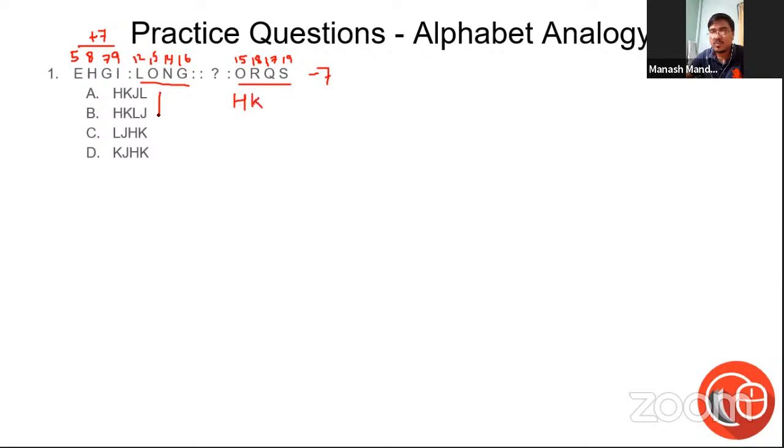So one of these two will be the answer, right? Q is 17, 17 minus 7 is 10, 10 is J. So we've got our answer, HKJL. Ekta has got it correct, very good. Let us also do this, S is 19, minus 7 is 12, 12 is L. So HKJL is the right answer.